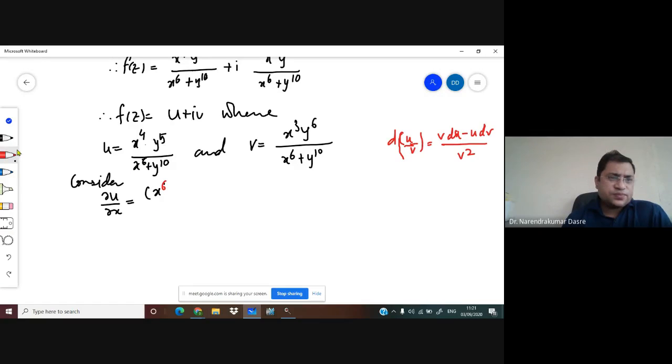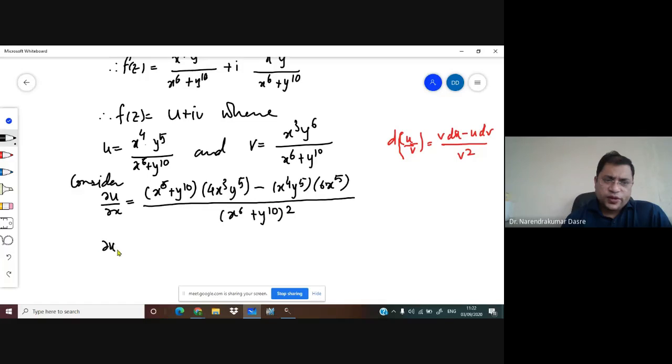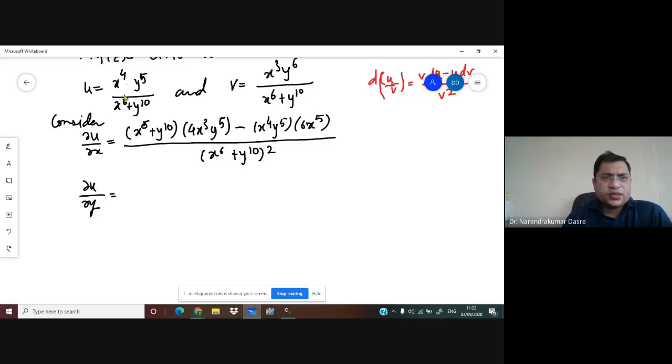So x raised to 6. Okay, I'll be having here x raised to 6 plus y raised to 10, and here this is 4x cube y raised to 5 minus x raised to 4 y raised to 5, and this is 6 x raised to 5. Okay, so that is the derivative of this term, and upon x raised to 6 plus y raised to 10 bracket square. So that is ∂u/∂x. Okay, we don't have to simplify it, but we have to be careful. Then what will this term be?